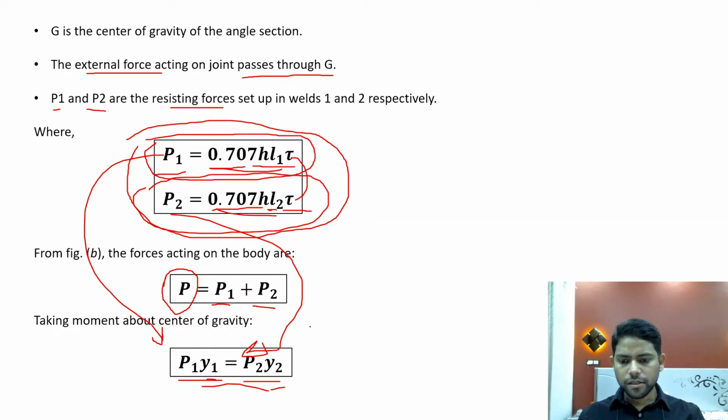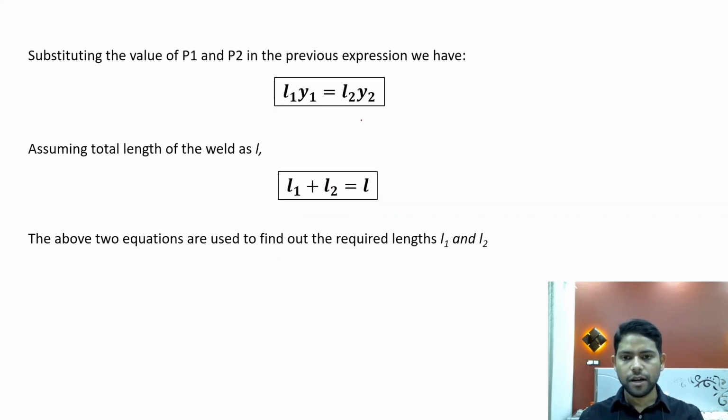Now, in this equation, these terms are common, so we can cancel them out. 0.707 cancels out 0.707, H cancels out H, tau cancels out tau. Now you have an equation which says that L1 Y1 is equal to L2 Y2, where L1 and L2 are the lengths of weld 1 and weld 2.